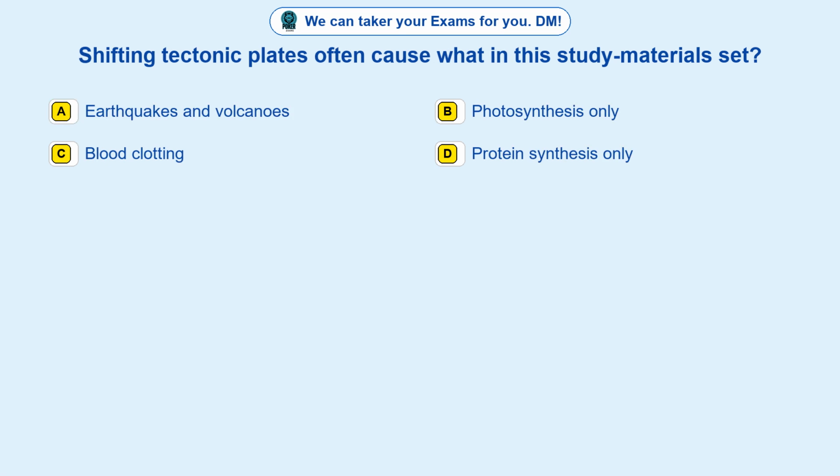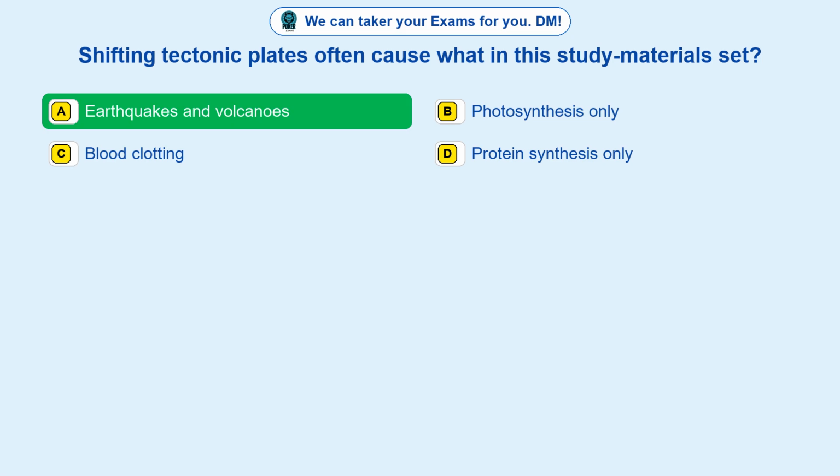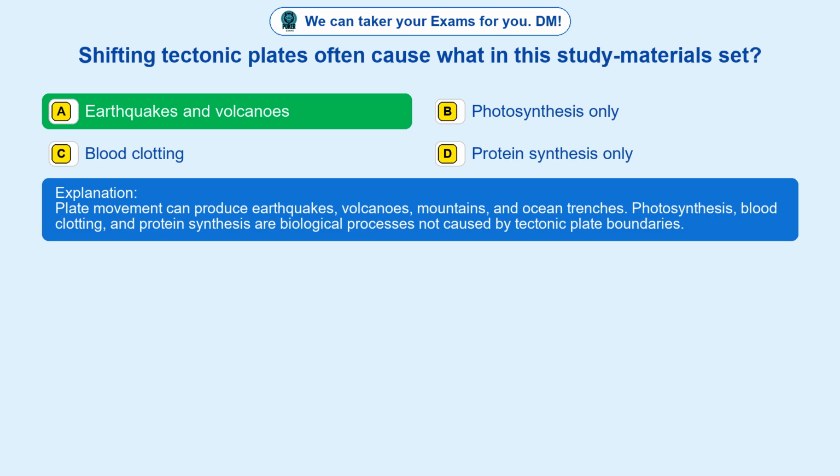Question 83. Shifting tectonic plates often cause what in this study materials set? Option A, earthquakes and volcanoes. Option B, photosynthesis only. Option C, blood clotting. Option D, protein synthesis only. The correct answer is option A. Earthquakes and volcanoes. Plate movement can produce earthquakes, volcanoes, mountains, and ocean trenches. Photosynthesis, blood clotting, and protein synthesis are biological processes not caused by tectonic plate boundaries.